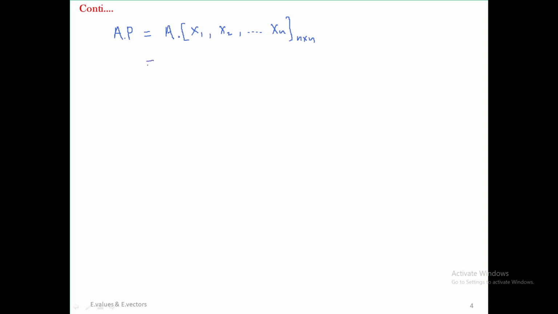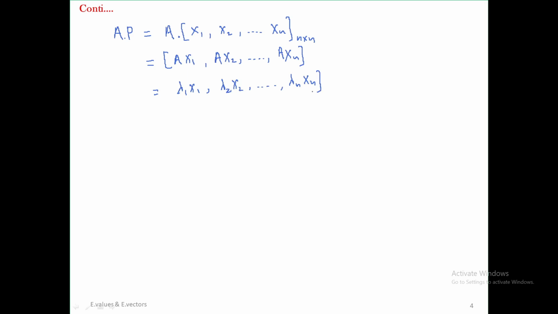So next step, now let us multiply column wise. A into x1, so matrix A multiplying with the first column x1. Next, matrix A multiplying with the second column x2, and so on, up to matrix A multiplying with the nth column. Next, look at equation numbers 1 to n. What is A into x1? A into x1 is nothing but lambda 1 x1. Similarly, A into x2 is lambda 2 x2, and so on, A into xn is lambda n xn.